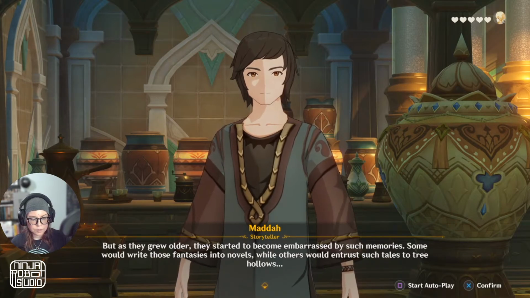But as they grew older, they started to become embarrassed by such memories. Some would write those fantasies into novels, while others would entrust tales to tree hollows.